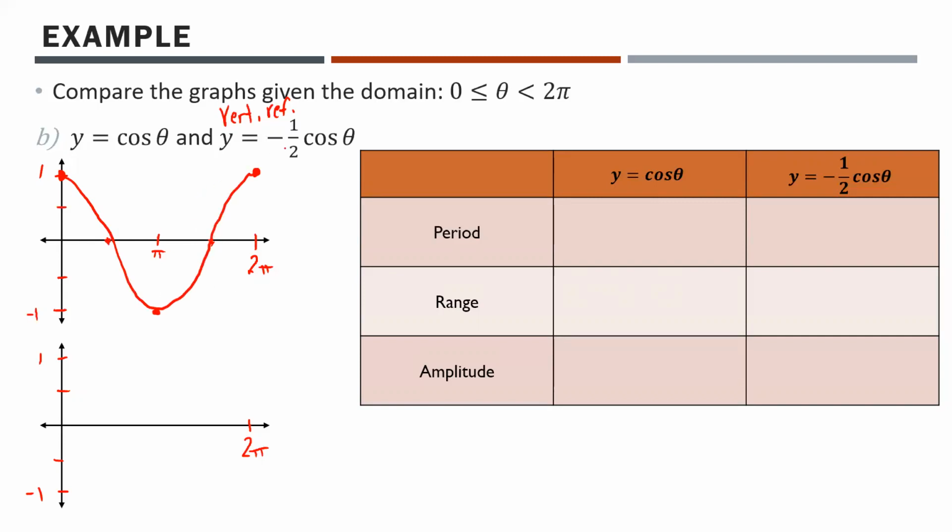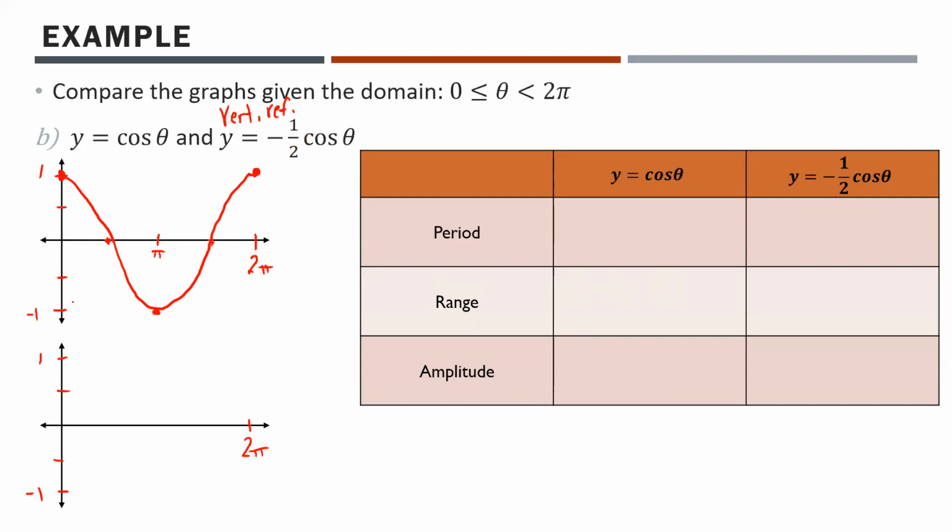There we go. Now let's draw this other graph. -1/2 cosine theta. Well, 1/2 is referring to, of course, our amplitude. So we're going to have a much tighter amplitude on the next graph. But this negative is really important. The negative is a vertical reflection. So instead of starting up at our maximum, we need to vertically reflect it down and start at our minimum.